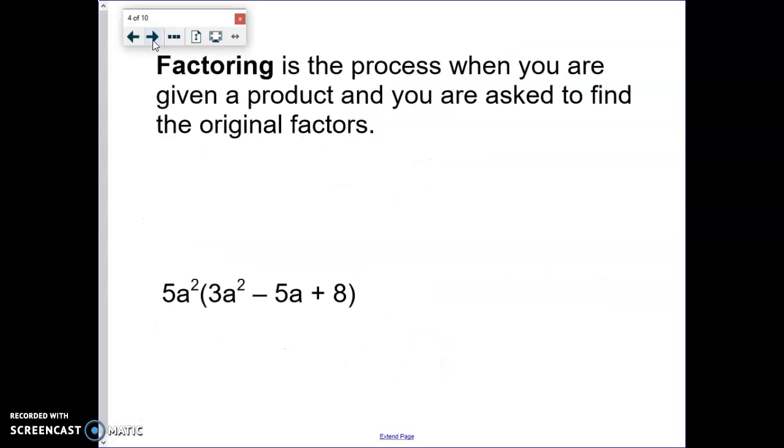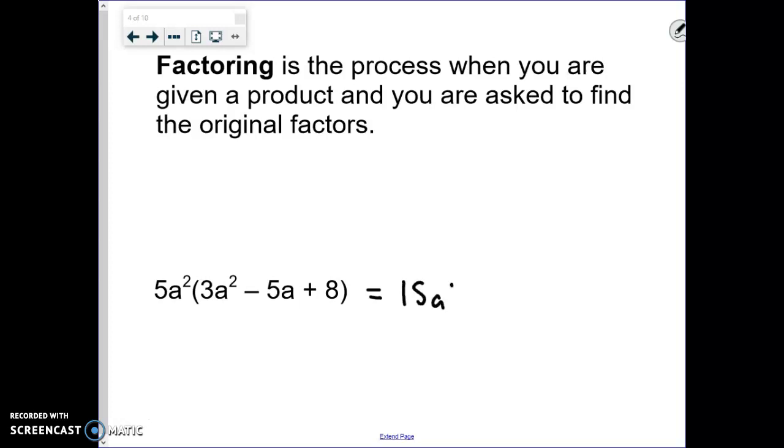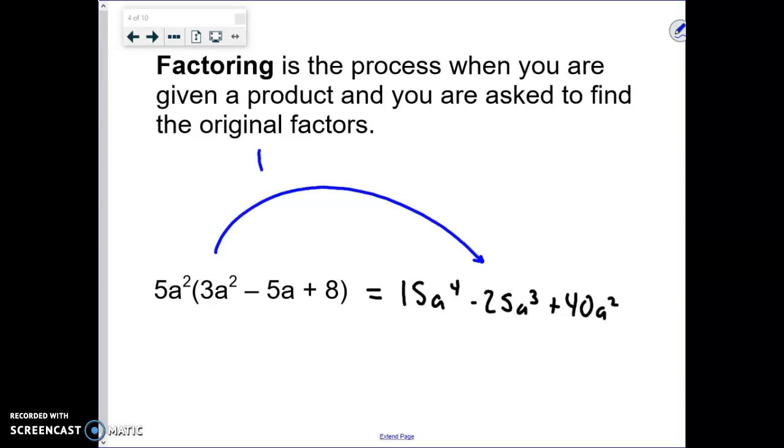So, for instance, before you were given this, ladies and gentlemen, this product in your warm-up. And as we worked through it, we figured out that when you distribute the 5x squared times the product that's in parentheses, you got 15a to the fourth minus 25a to the third plus 40a squared, okay? Well, the process of you going from here to here, that's your distributive property. That's basically, ladies and gentlemen, what target 8a was about when you were multiplying polynomials together. So this deals with the operation of multiplication.